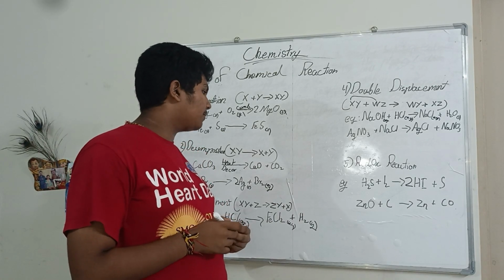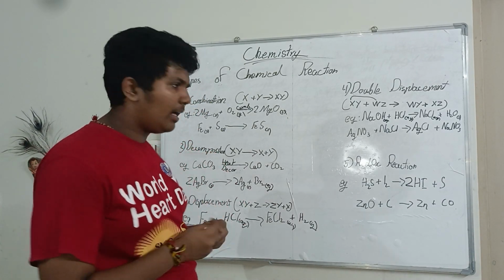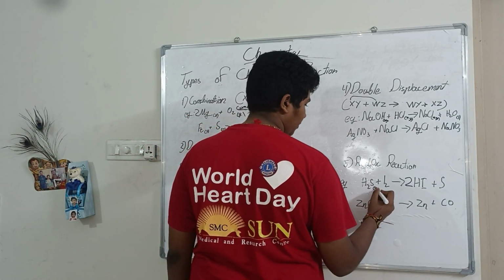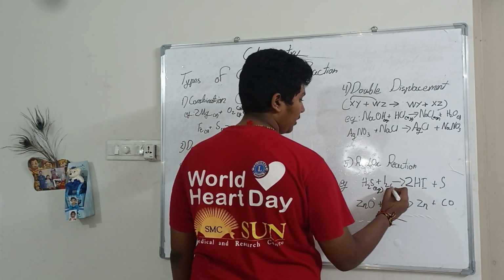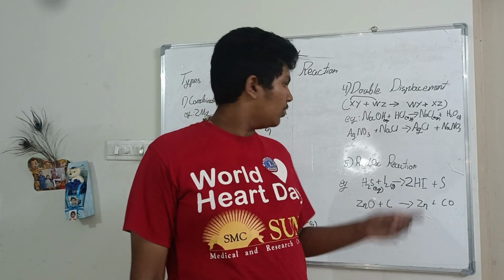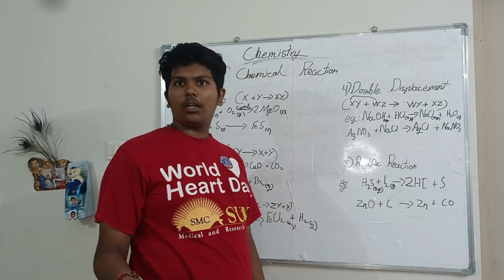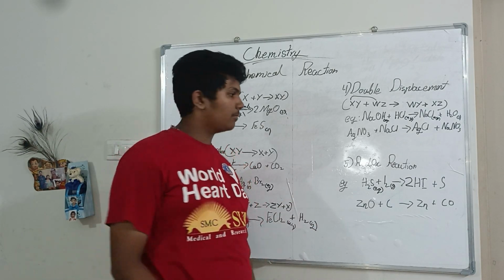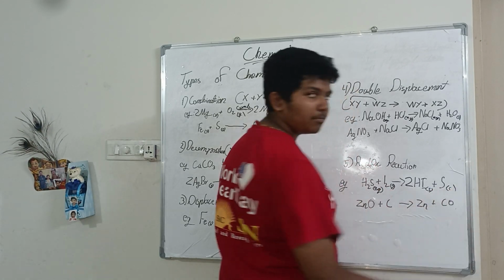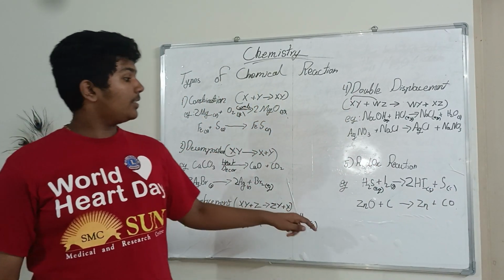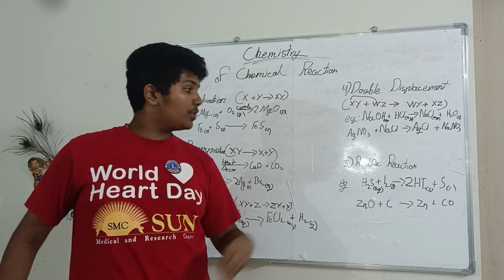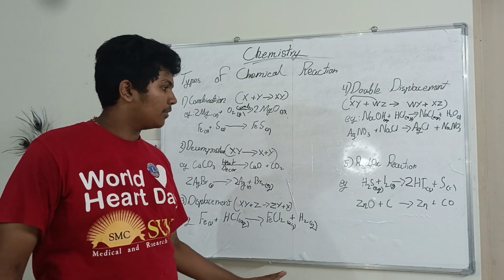H2S, what will be? It will be aqueous, right? And here will be gas. So here HI, which will form solid, right? Hydrogen iodide. So solid, and here solid as well. Next, zinc oxide plus C, C stands for carbon, gives you zinc plus carbon monoxide.